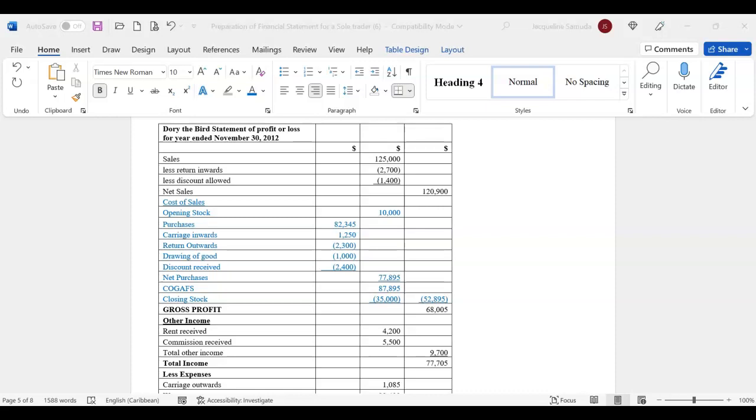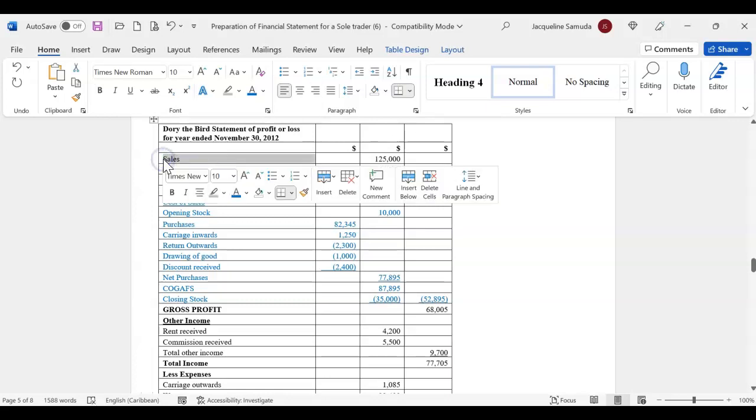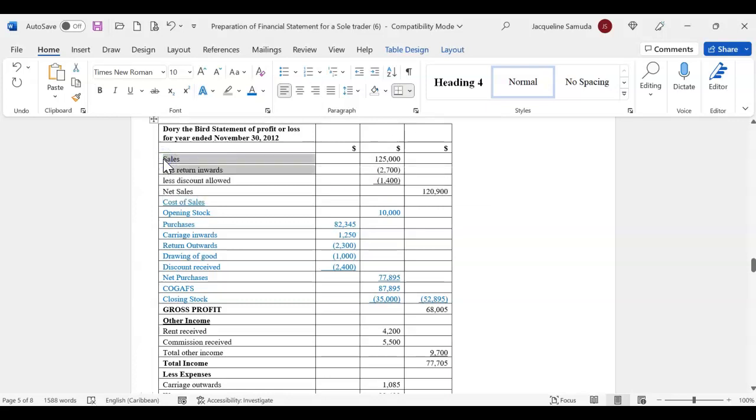Now I have on screen a statement of profit or loss, and I want you to have an image in your mind of the different blocks that we have in this document. Now I describe a block as a particular section where calculations are done and the elements that make up the calculations are related. So for example, my first block will be the block that is calculating net sales.